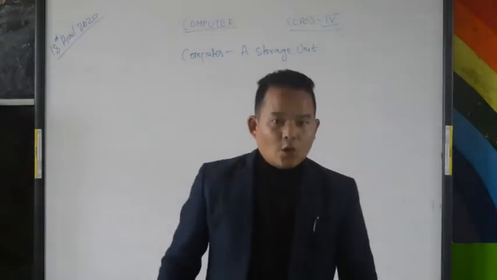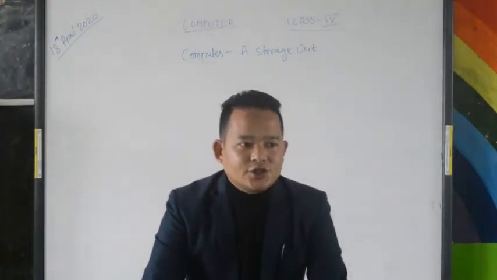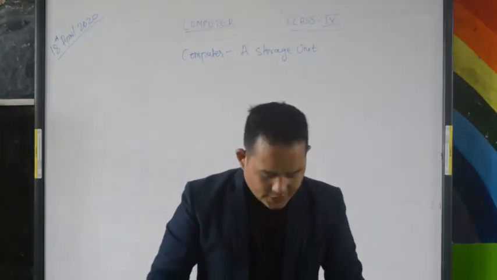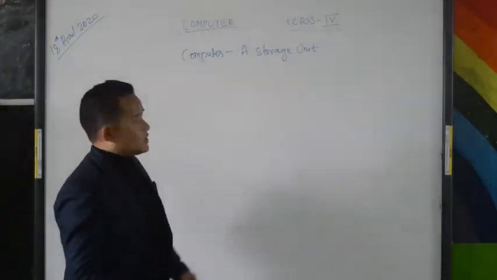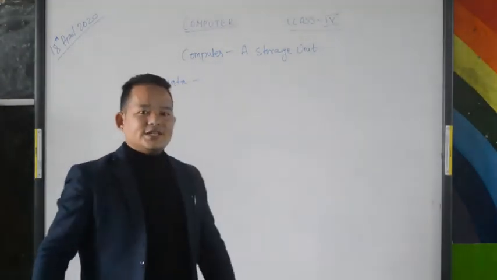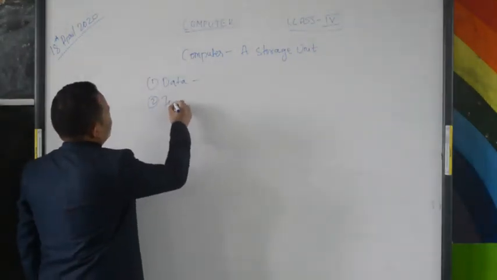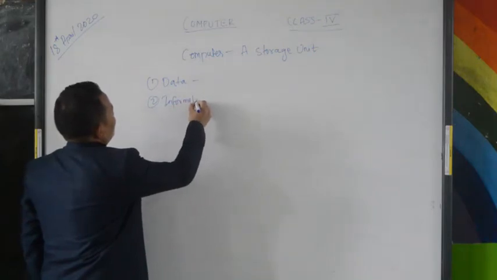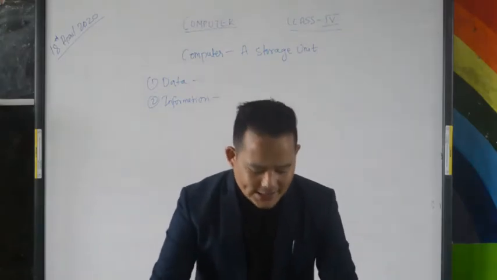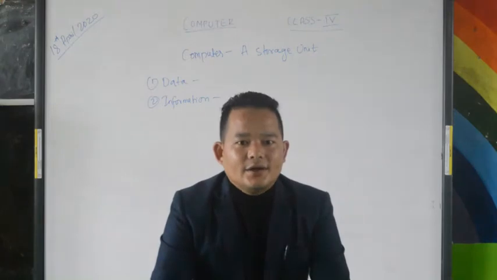Okay, first of all, what is a computer? In simple words, we can say a computer is a machine that makes our work easier and faster. So what comes under this computer system? First, we are going to study data, and number 2, information. So what is data? Data is raw facts or figures, and processed data is known as information.